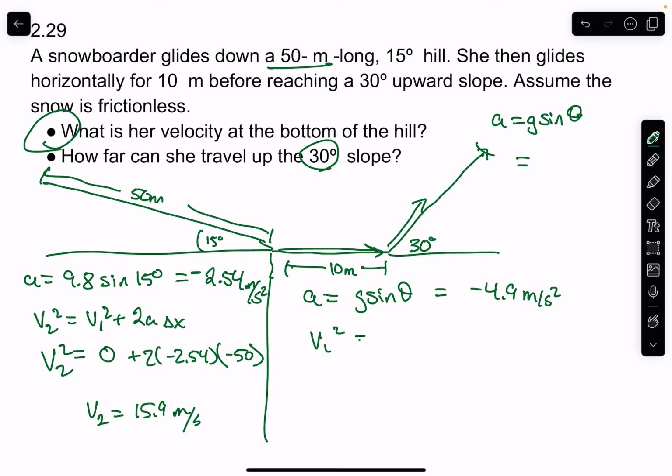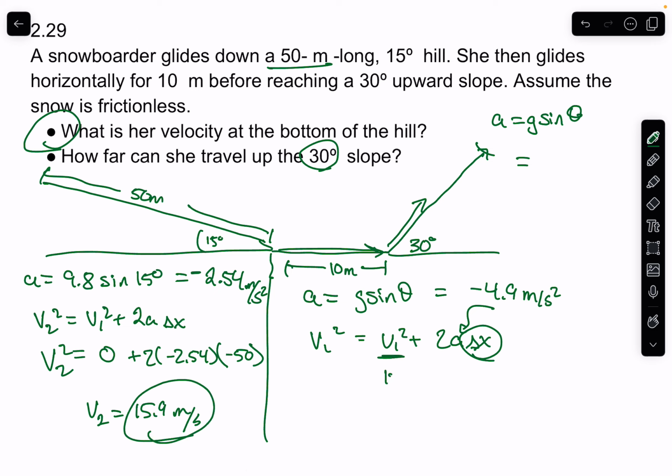v2 squared equals v1 squared plus 2a delta x. You have your a here. You're trying to solve for delta x. v1 is going to be your v2 from your previous one. So that's 15.9 squared. And then v2 squared, when she stops traveling up, this will be 0. And you know 2 and a, so you can now solve for delta x.